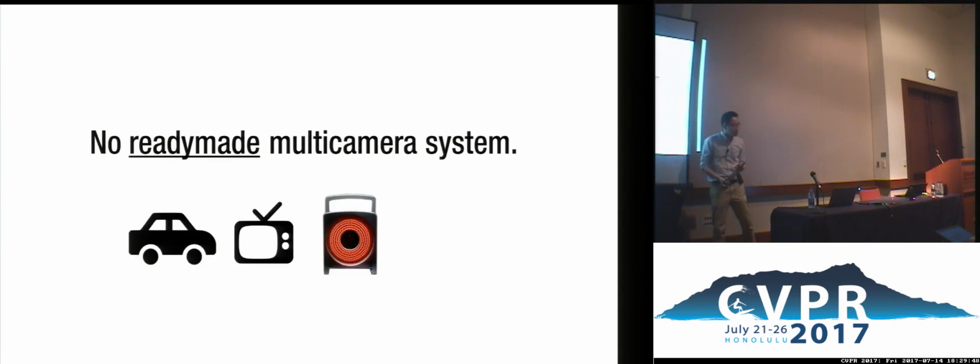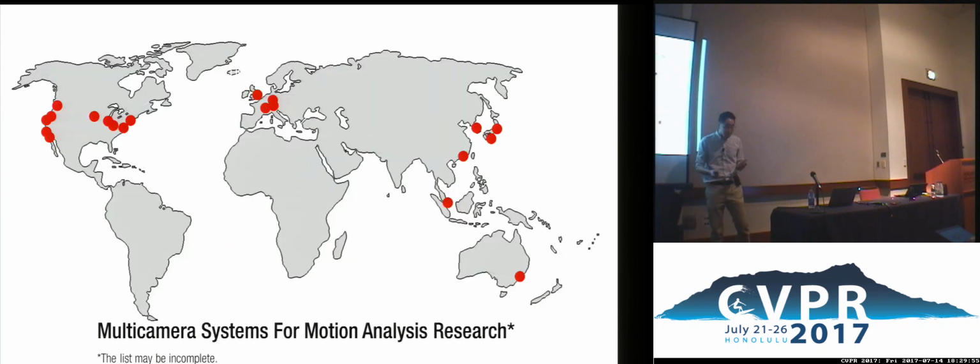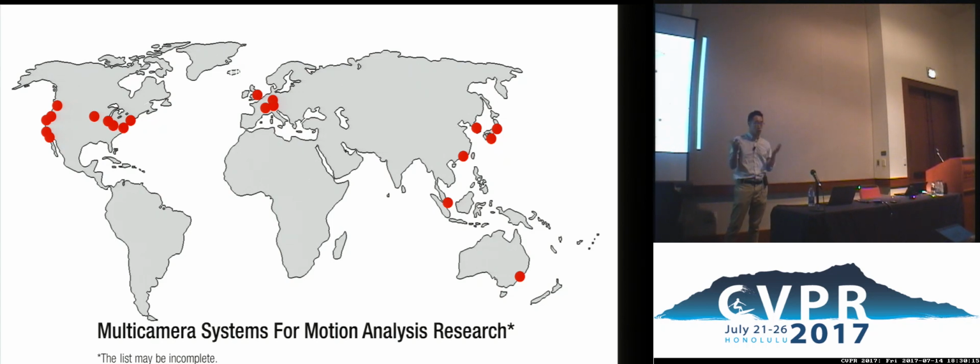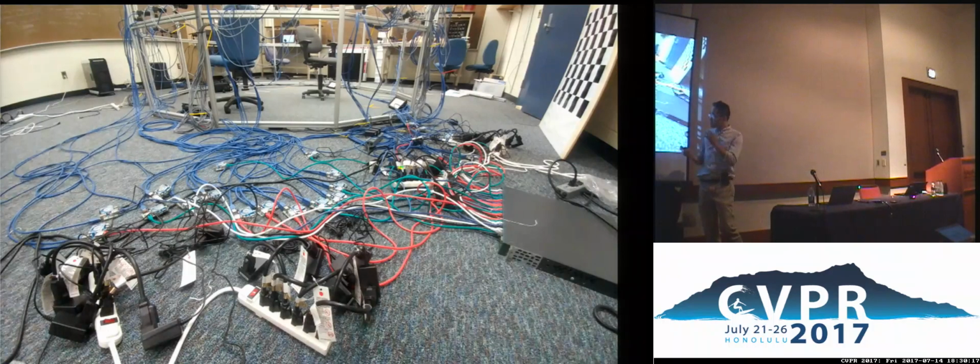But unfortunately, there is no ready-made multi-camera system, such as a car, TV, or Vicon system. And there are few places in the world that own a multi-camera system. Researchers outside of this circle have very limited access to these facilities. Okay? So if you are outside of this circle, then you have to think about how to build a system for yourself. But this is really challenging.